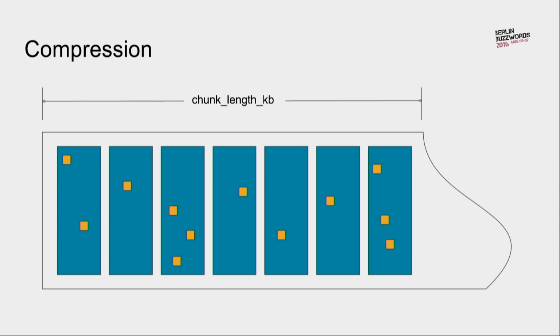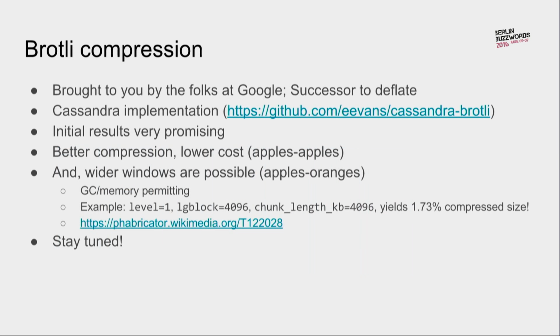Within reasonable limits, Deflate has a fixed 32K window size, so for documents that exceed 32K in the HTML render, the benefits you get from this start to fall off rather quickly. Which is why we've been looking at a compression algorithm called Brotli, which is relatively new, brought to you by the folks at Google. We've written a Cassandra implementation for it.